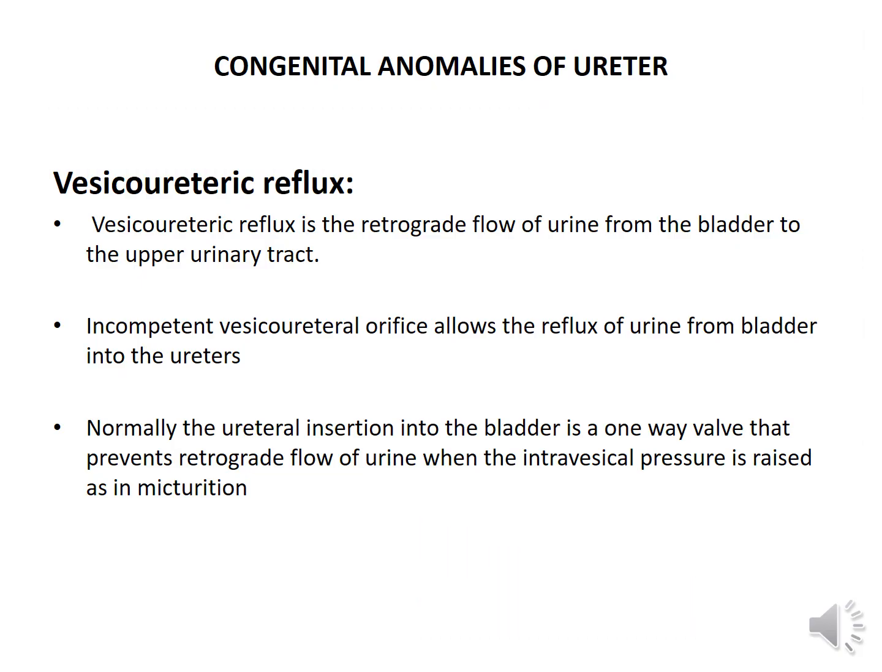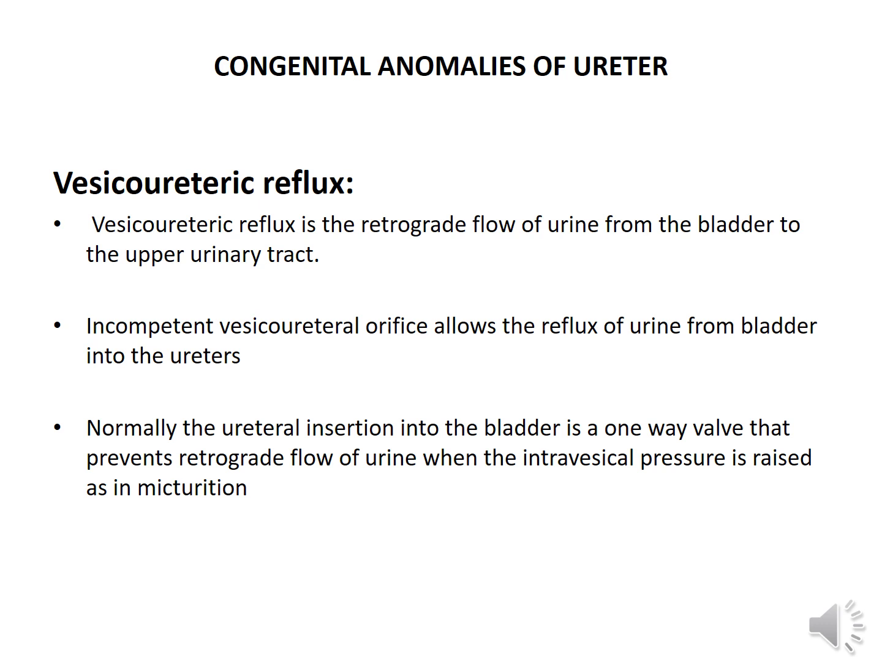Moving on to the congenital anomalies of ureter and urinary bladder. First let's discuss vesico-ureteric reflux. Vesico-ureteric reflux is the retrograde flow of urine from the urinary bladder to the upper urinary tract. An incompetent vesico-ureteral orifice allows the reflux of urine from the urinary bladder into the ureters.